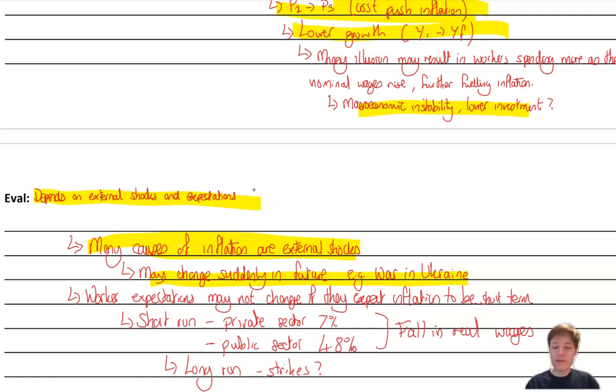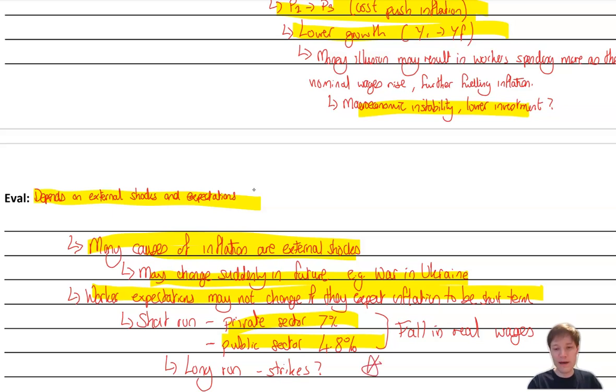Now, the point of that is that this then feeds into what workers expect. If they think that inflation is going to be short term, just this winter and it will be fine next year, they may not be so aggressive in their wage demands. And we can see quite clearly that in the private sector, we've seen 7% increases in wages. In the public sector, only 4.8%. You may think about why that would be.